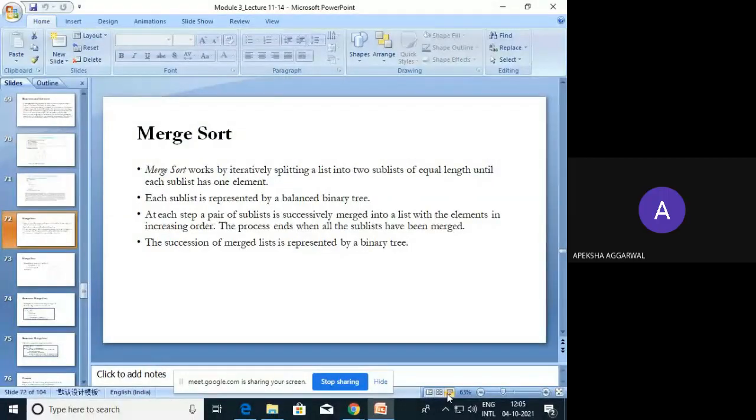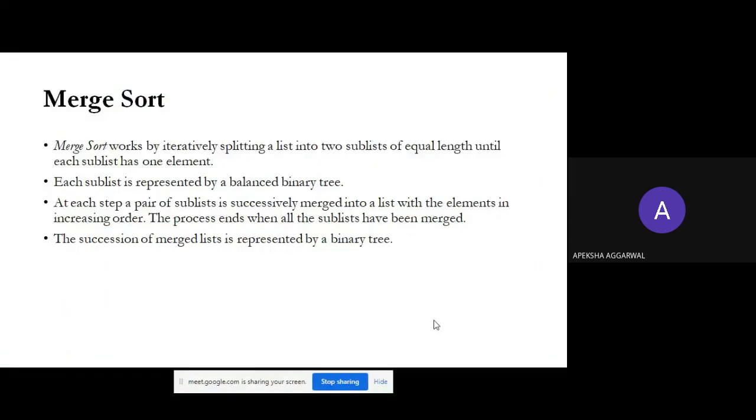So my screen is visible. My voice is audible over there.